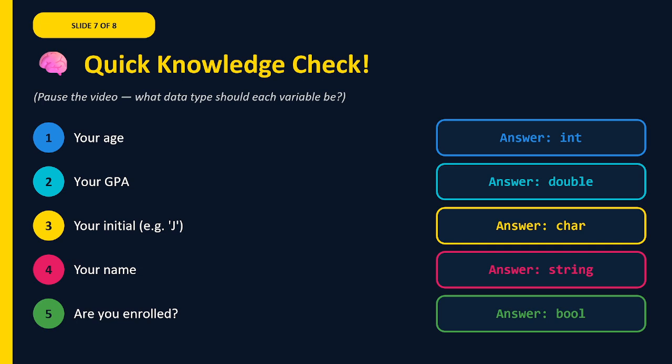Now, quick check. Pause and think about each of these answers. What data type would you use for your age, your GPA, your initial, your full name, whether or not you're enrolled? So, for age, you use int. For GPA, it's a decimal, so double. Your initial, just one character, so char. Your name, text, so string. Enrolled, yes or no, so bool.